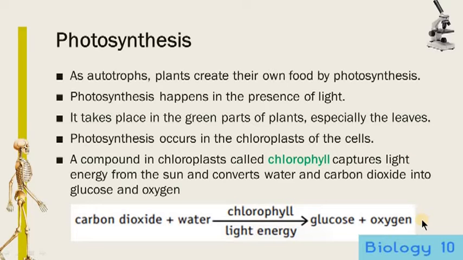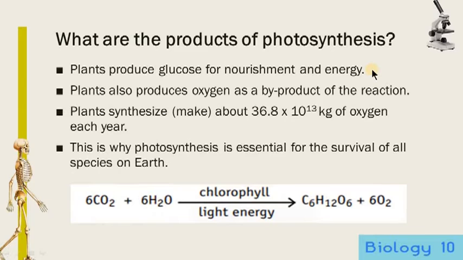Here is a word equation to illustrate the process. Carbon dioxide and water react in the presence of chlorophyll and light. They produce glucose and oxygen as products. The glucose that plants produce is used for nourishment and energy. The oxygen produced by plants is not needed. Plants produce huge amounts of oxygen every year. But oxygen is vital to us, so photosynthesis is essential.